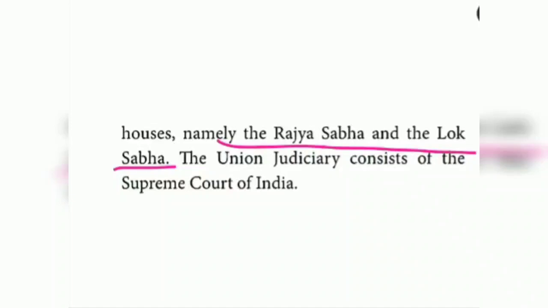Rajya Sabha, how many members are there? Totally 250 members. Rajya Sabha consists of 250 members. Out of 250 members, 238 members are elected by the state assemblies. The remaining 12 members, who is nominating? The President is nominating. This one we already learned under the state government lesson. Then Lok Sabha consists of 545 members.